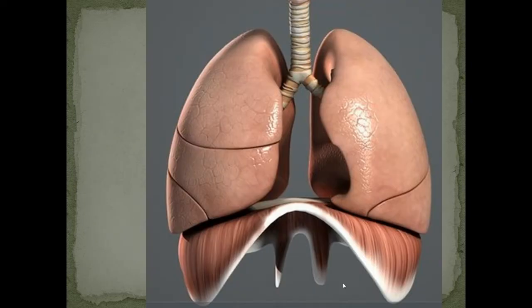We can see in this picture the right lung and the left lung, and we can see another dome-shaped structure, the diaphragm, and we can see the trachea and the primary bronchi also.